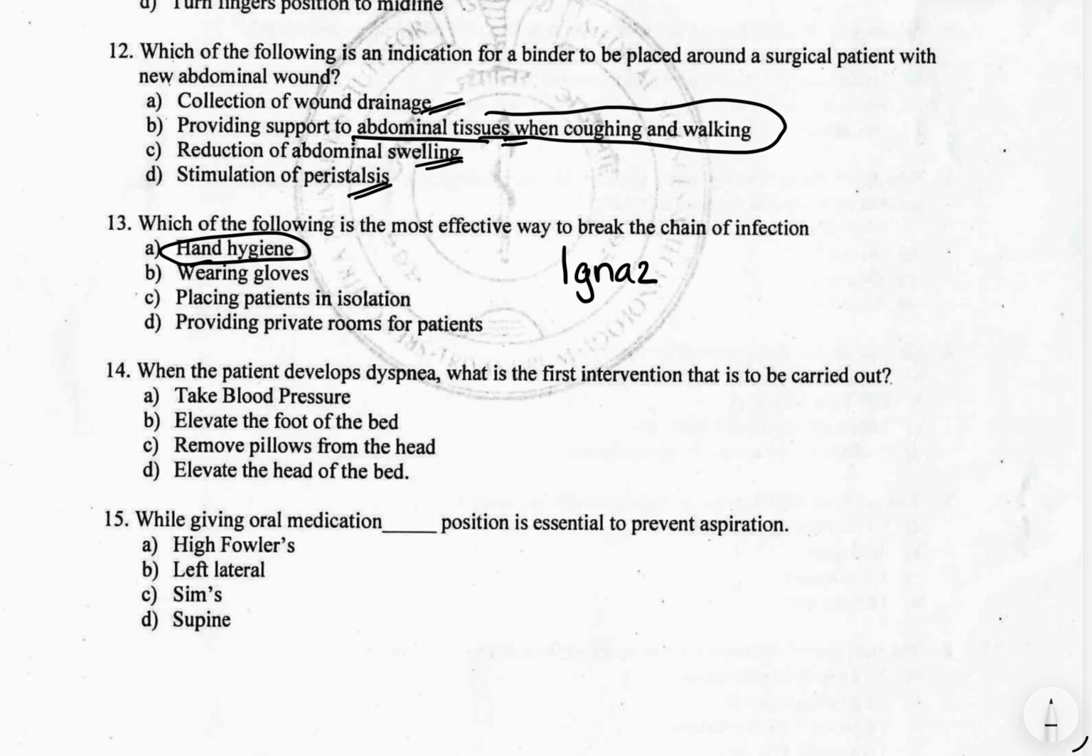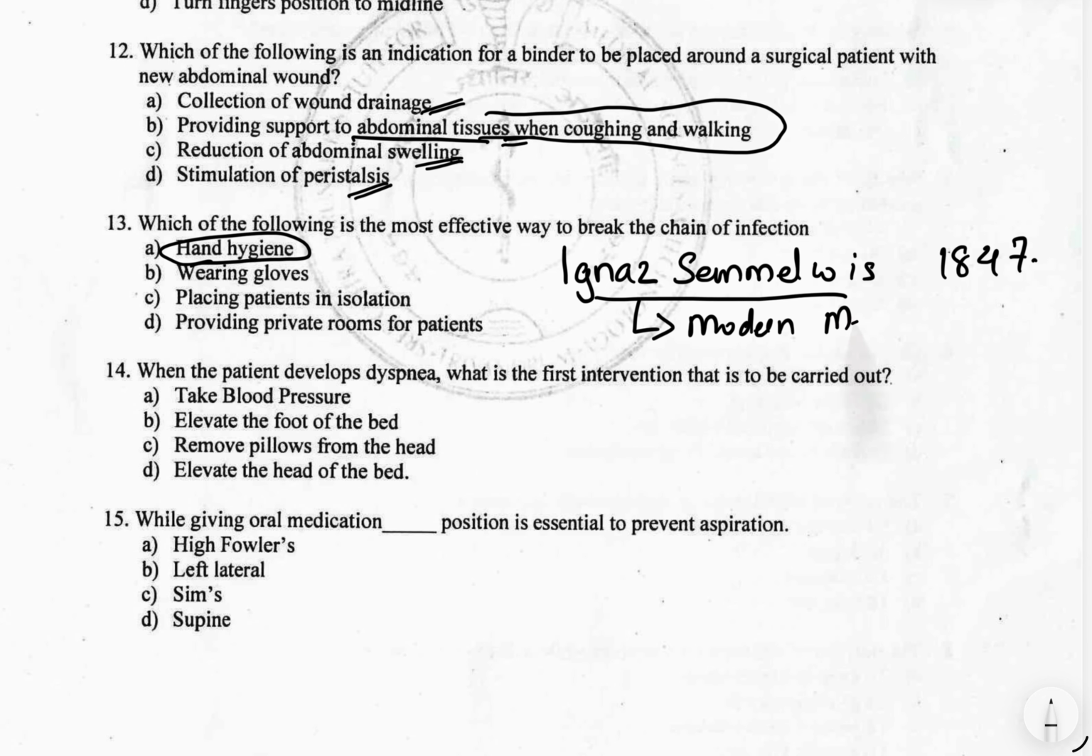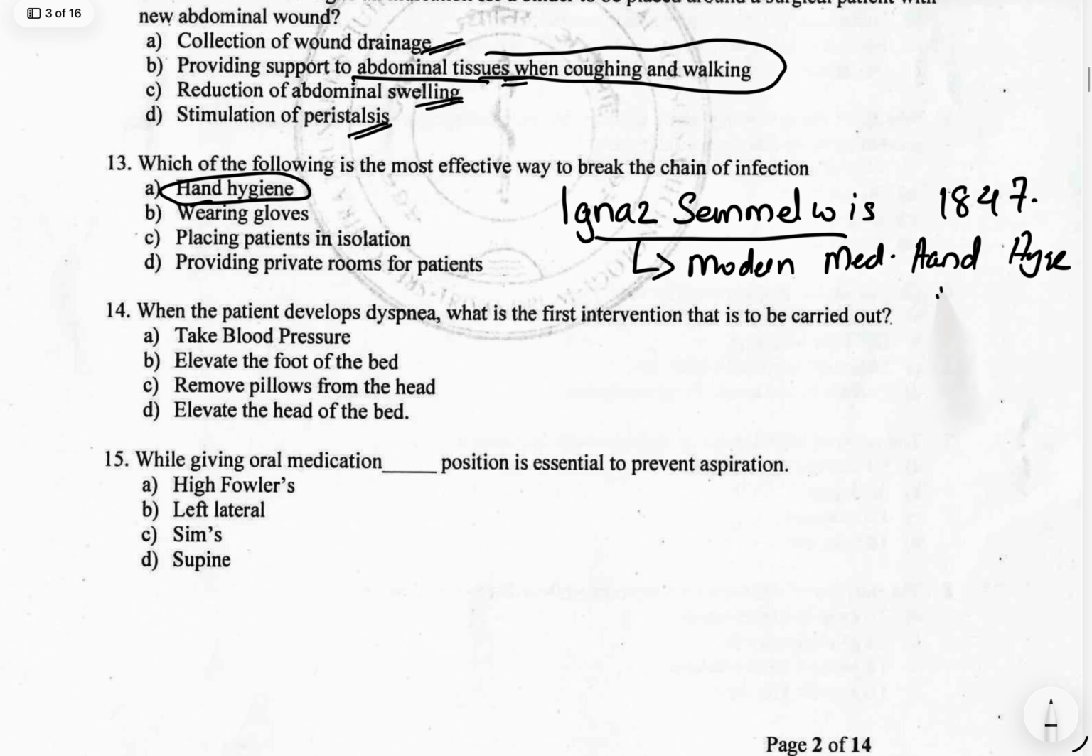Ignaz Semmelweis, found in 1847. He was a Hungarian physician, and he was working in Vienna General Hospital, and he was the physician who found the modern medical hand washing, or modern medical hand hygiene techniques.